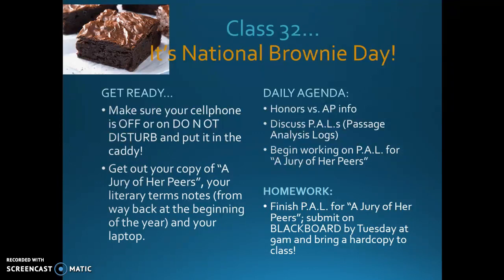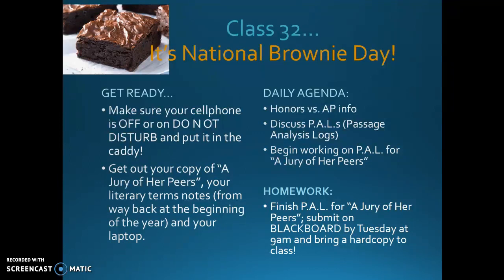Make sure that you get out your copy of A Jury of Her Peers. You need your literary term notes from way back in the beginning of the year. If you recall, I think the handout starts with it says, "What is close reading?" There's a lightning bolt on the front. You should have those in your binder. And then you're also going to need your laptop. Obviously, you have that out already because you're listening to me.